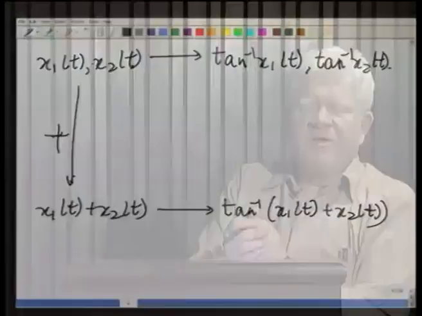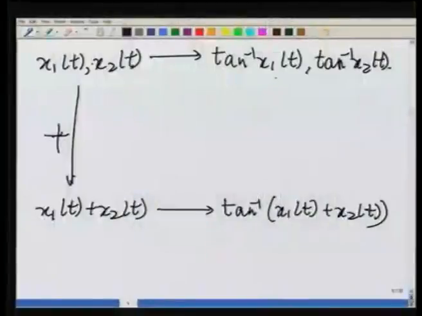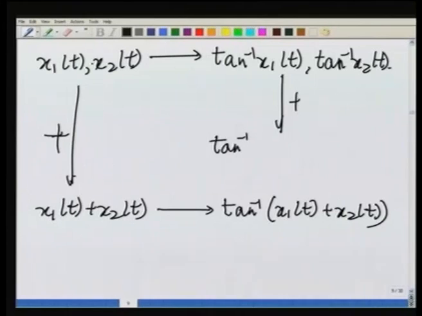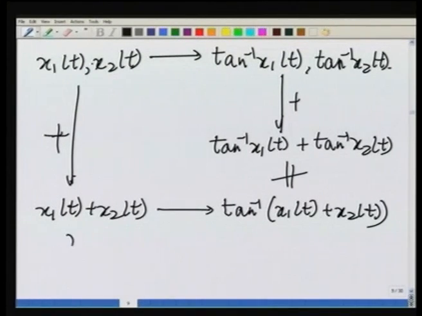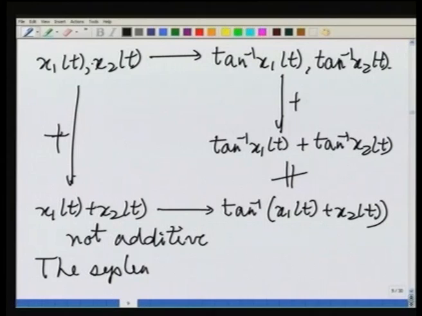Whereas, if you already take the two outputs tan inverse x1(t) and tan inverse x2(t), you would simply add the two over here and get tan inverse x1(t) plus tan inverse x2(t), and certainly these two quantities are not equal to each other. So, it is not additive. The system is therefore not linear.